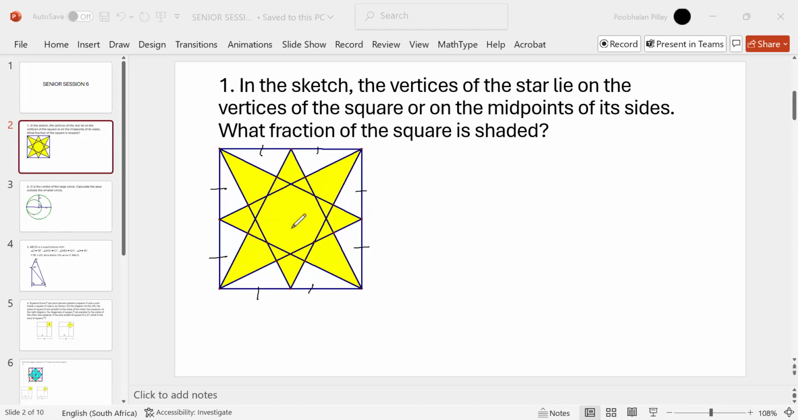Okay, so these are the midpoints. And then these midpoints are joined, like this midpoint is joined to that, and so on. So quite a few of those lines are joined to create this picture here. And the question is, you are asked to find what fraction of the square is shaded.